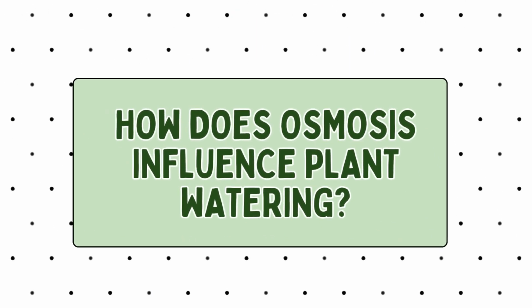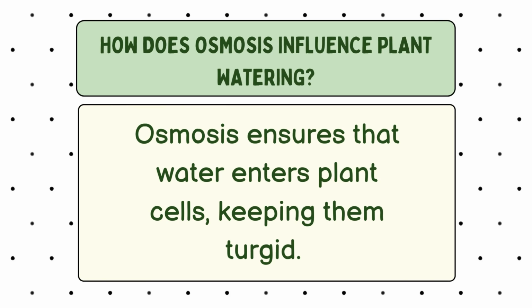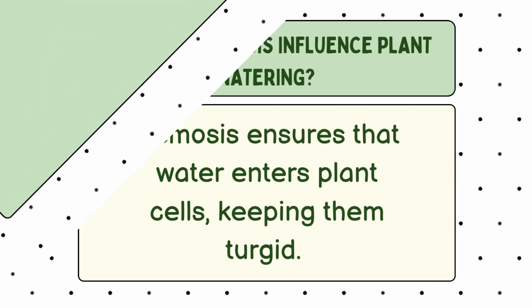For the second question, how does osmosis influence plant watering? Osmosis ensures that water enters plant cells from the soil, keeping them hydrated and turgid. This helps plant cells maintain their shape and structural integrity. So, the next time you water a plant, remember that osmosis is working hard to keep it healthy.